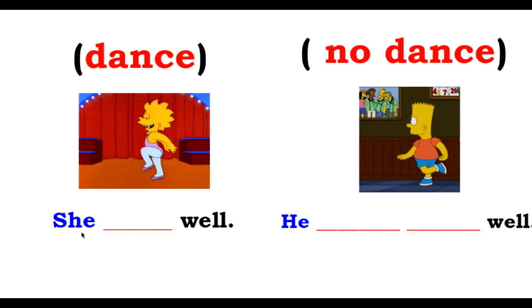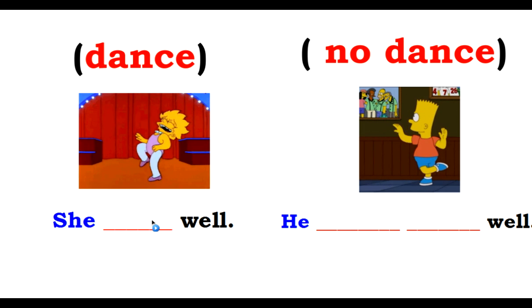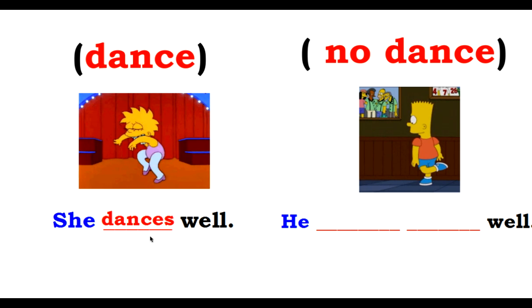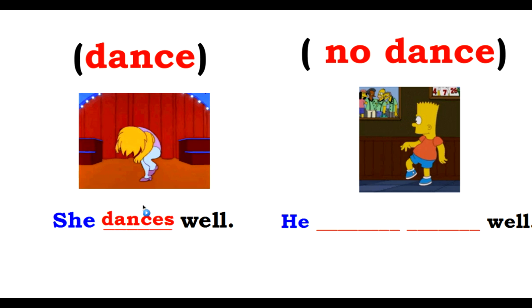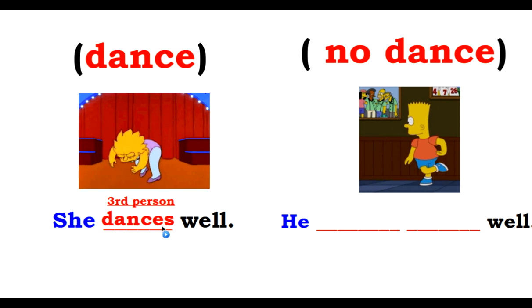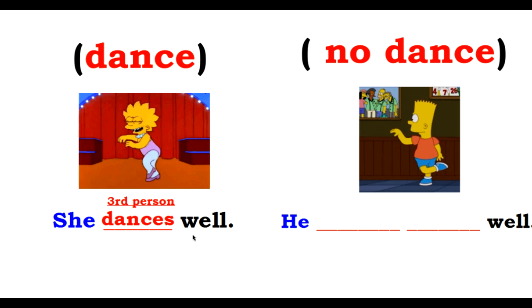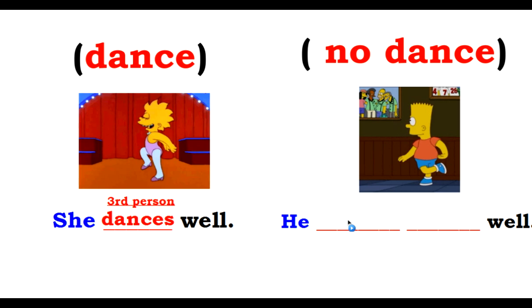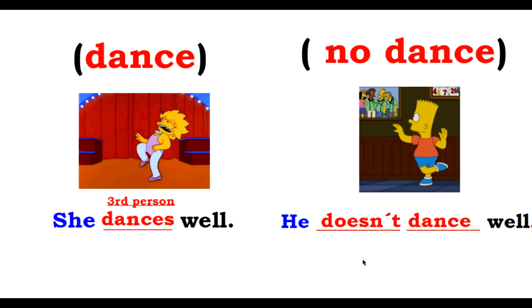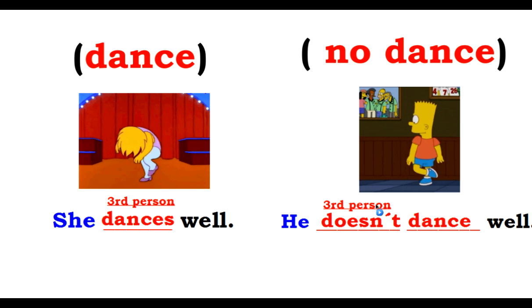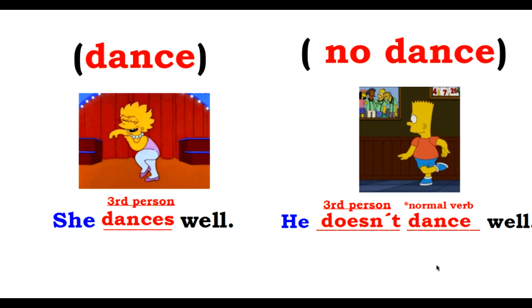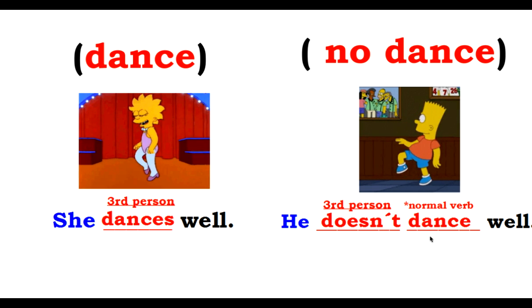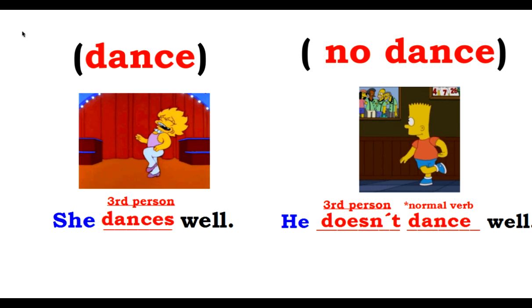All right. She dances well. Remember, the third person conjugation for she. And in the negative, he doesn't dance well. Again, the third person on the negative auxiliary and the normal verb. He doesn't dance well. Very good.